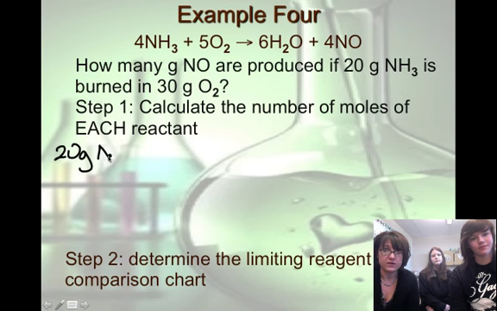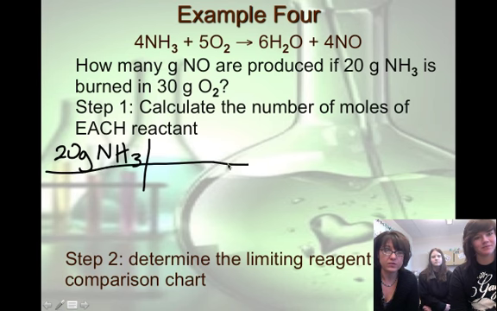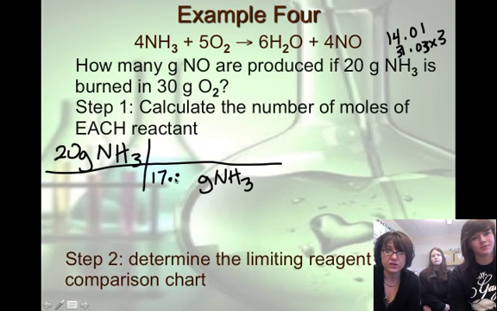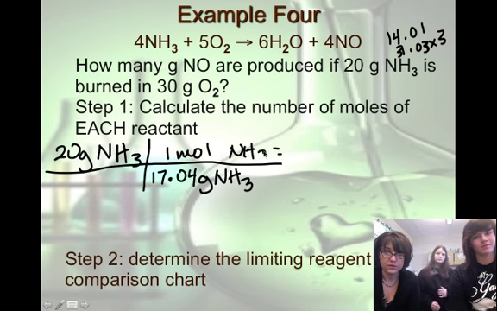I'm sure glad you have a periodic table right there. Let's figure out how many grams are in 1 mole of ammonia. So we need the mass of nitrogen, which is 14.01, and then we need the mass of hydrogen, which is 1.01. There's 3 hydrogens, so we're going to multiply that. So we'll call that 3.03. All right, 17.04 grams of ammonia in every mole of ammonia.